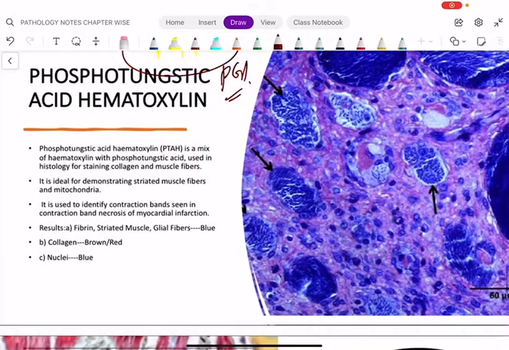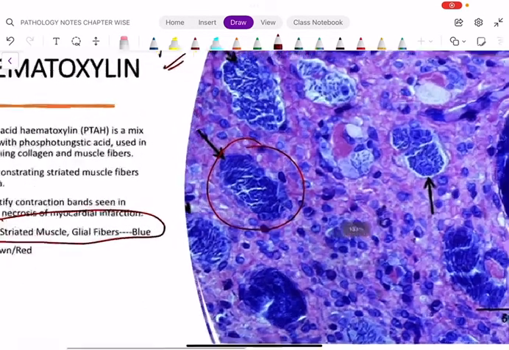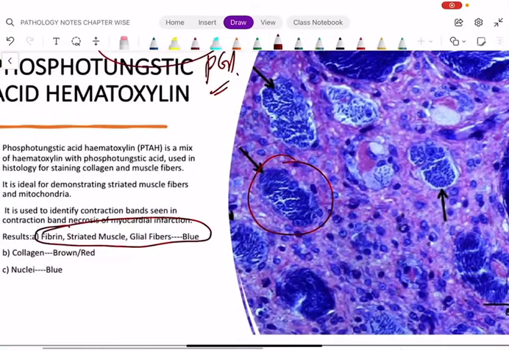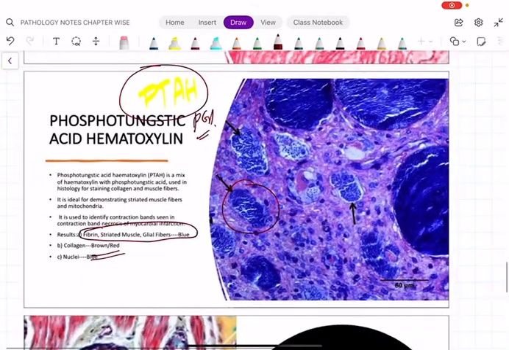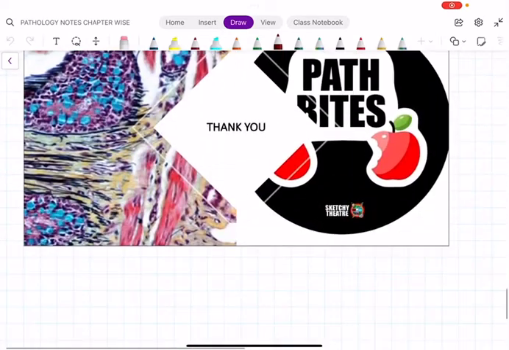As you can see here, the fibrin or the striated muscle fibers will appear bluish in color. You can see it is dark blue in color. Whereas the collagen will stain brown or red in color. That's not a big issue here. Just remember, striated muscle fibers will stain blue in color. So I think with that we will come to the end of this video.